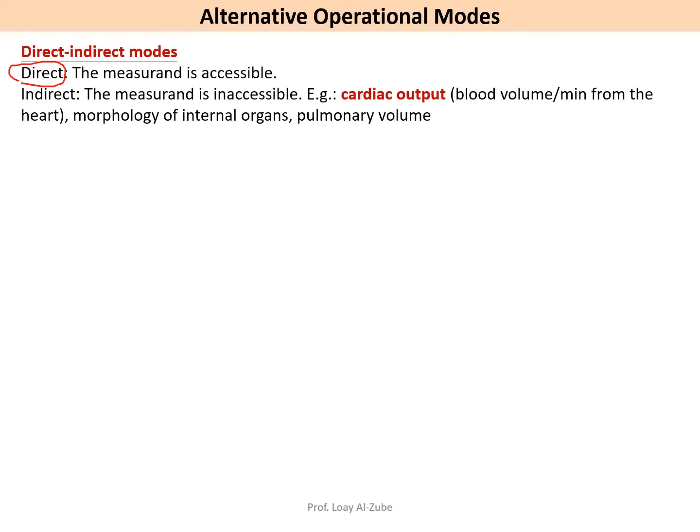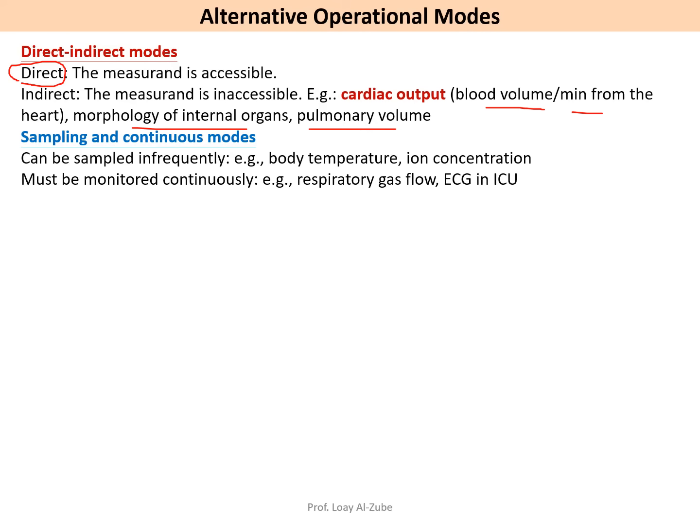For example, cardiac output. It's the blood volume per minute from the heart. We can't open the heart and look at that, but we would like to find something else that we can measure indirectly. So your instrument is either direct or indirect. Also, morphology of internal organs and pulmonary volume, these are all indirect. Parameters that are inaccessible are important clinically, but we need to measure them indirectly.